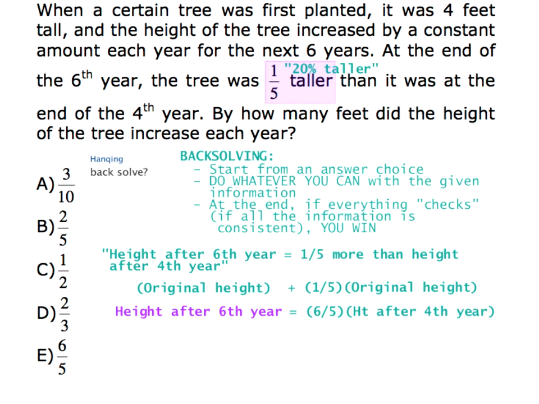I mean, it's the original after 4th year. So let's just say 4th year. It's not the when it was first planted height. So maybe original is a dangerous word to use here. But it's the 4th year height plus 1/5 of the same value. That's what 1/5 taller is. Or 20% taller, whatever you want to call it.